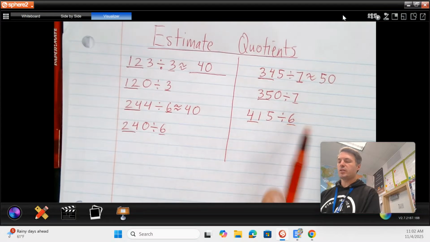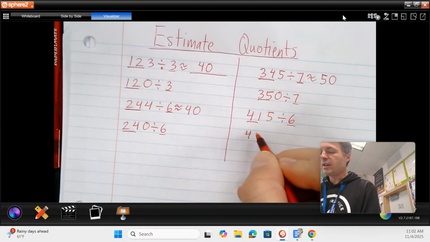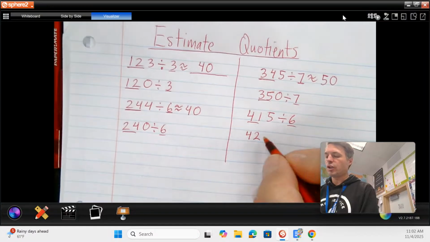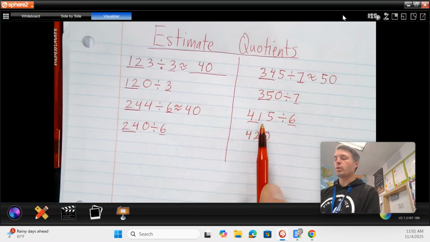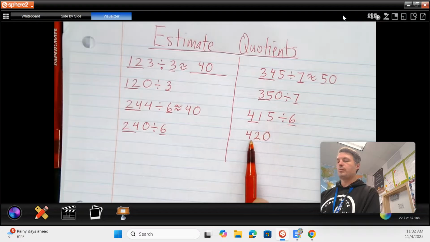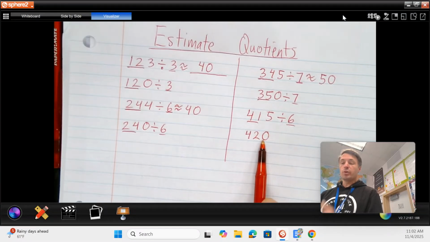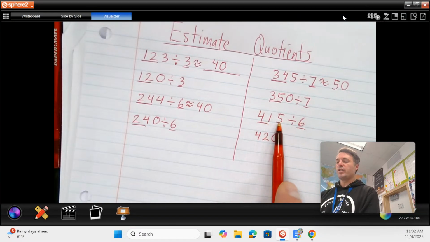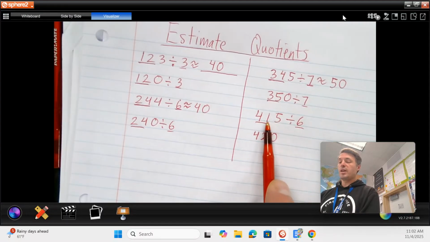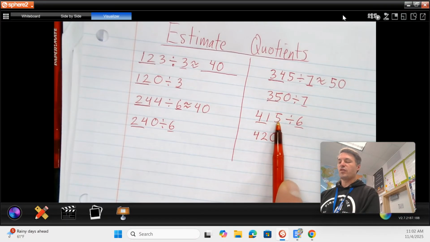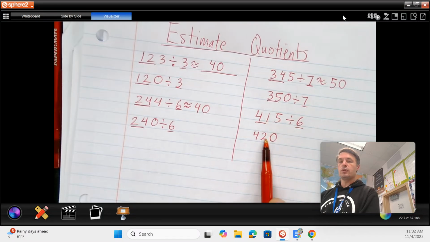That's a multiple of 6. So we're going to round this up, make it 42, and change this 5 to a 0. So we're rounding 415 up to 420. So what we really just did is we rounded 415 up to the tens place. The 1 asks the 5 for a raise. The 5 says yes, so the 1 becomes a 2. Everything to the right becomes a 0.